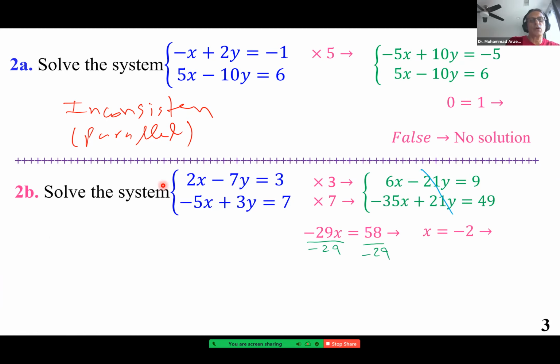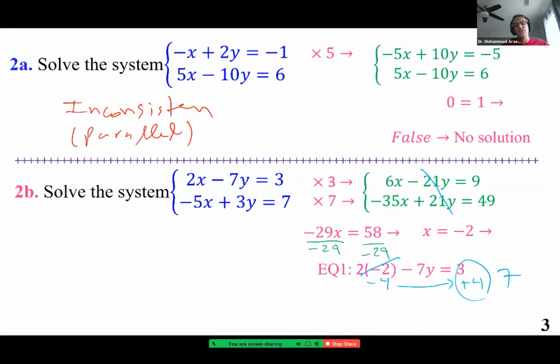Now we go back to one of the original equations. For example, the first one, 2 times x. So 2 times -2 minus 7y equals 3. And this is -4. Moves to the other side, becomes +4. 7 divided by -7. Y is -1.